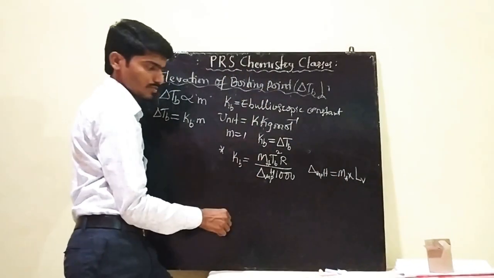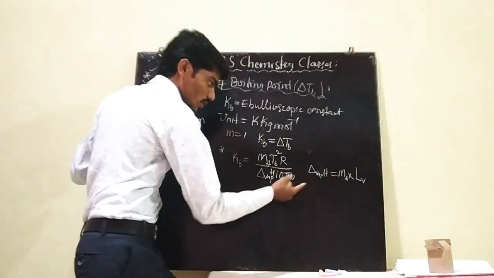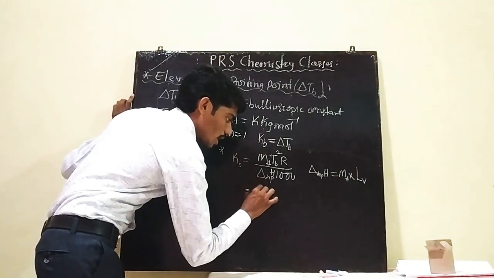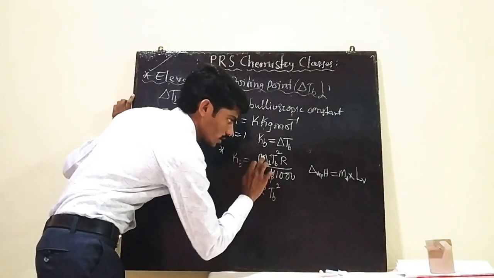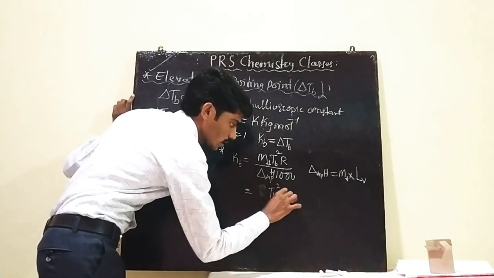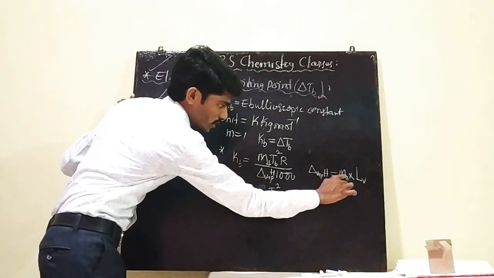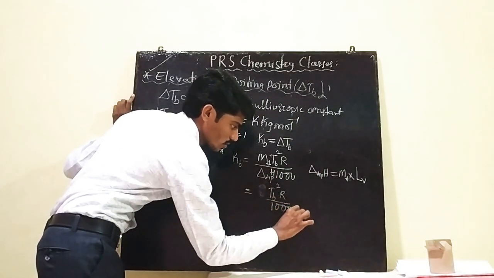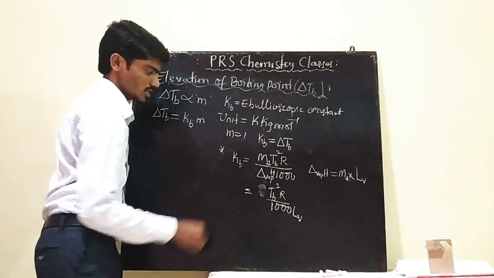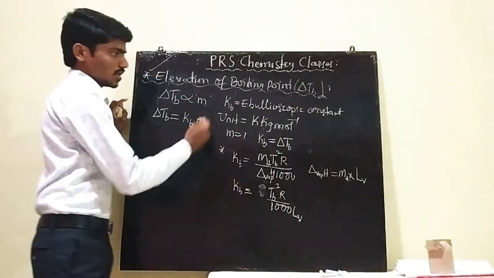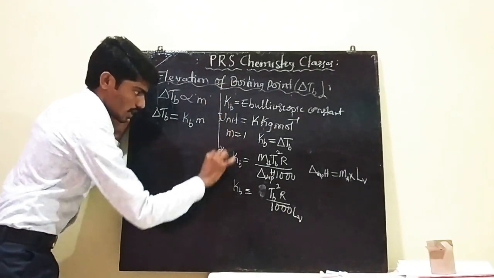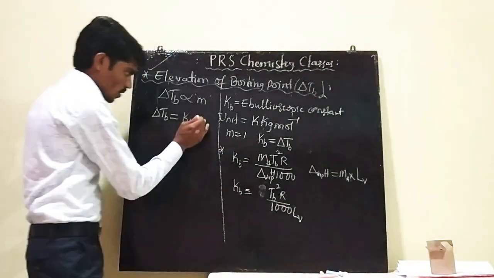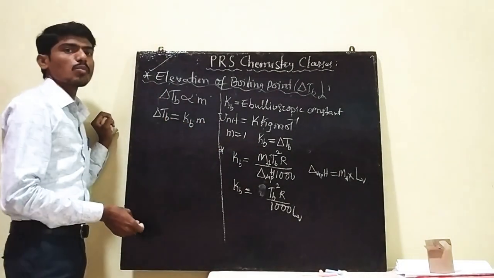So with this formula, if latent heat of vaporization is given, in that case Kb can be calculated from R T B square divided by latent heat of vaporization into 1000, because M gets cancelled. You can use this formula also. This is one part, the concept related to the ebullioscopic constant. Now, continuing, how do we determine the molar mass?